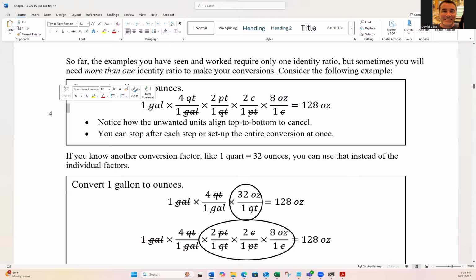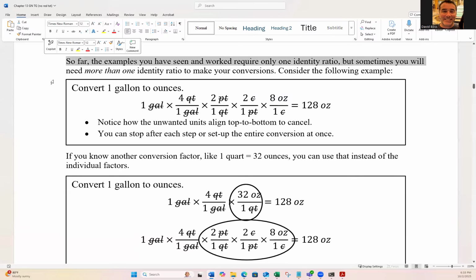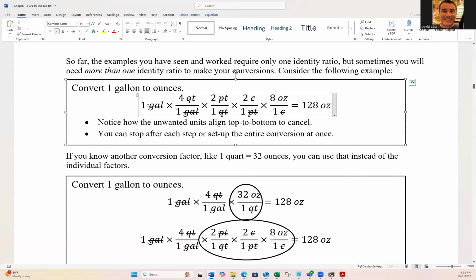Okay, so converting 1 gallon to ounces, you do 1 gallon equals 4 quarts over 1 gallon. Gallons cancel out. Then you have 2 pints over 1 quart. Quarts cancel out. 2 cups over 1 pint. Pints cancel out.